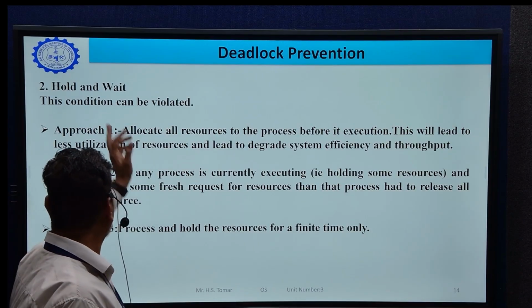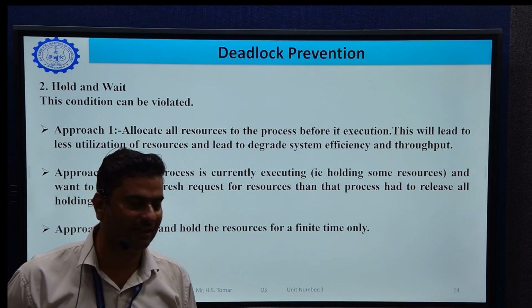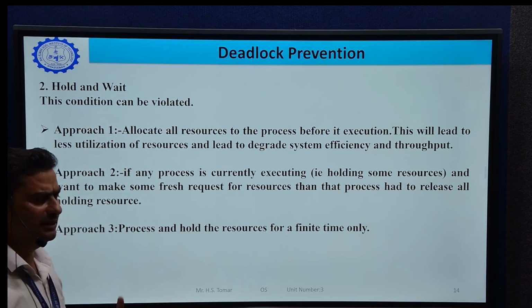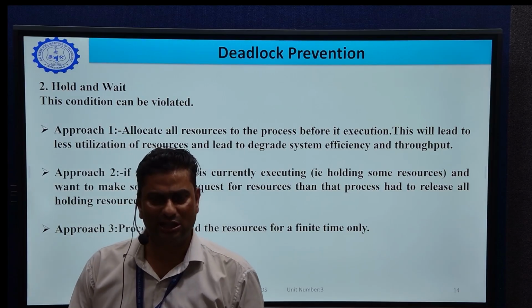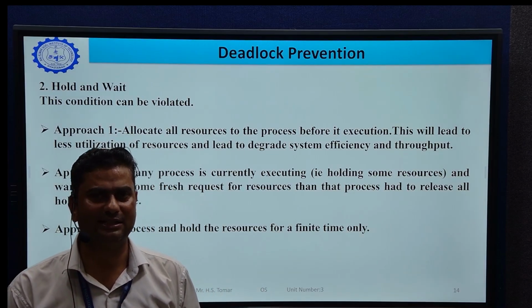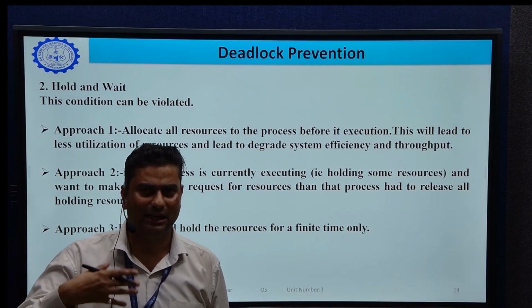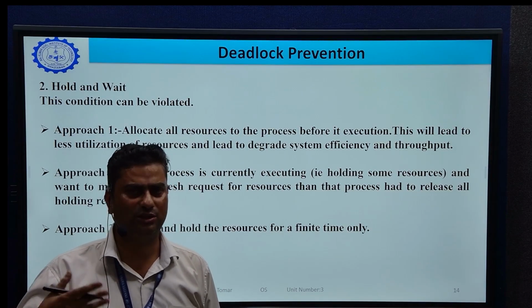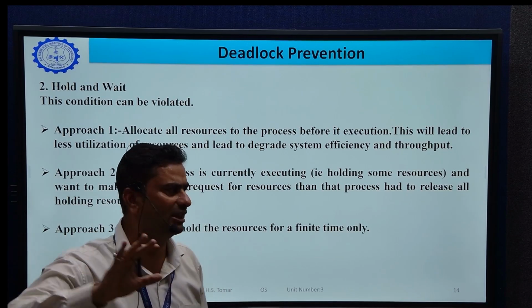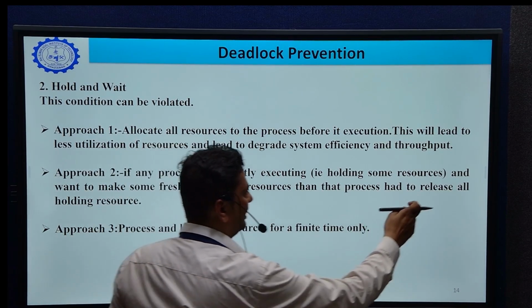Next, hold and wait. Hold and wait says that if any process is holding some resource and at the same time waiting for another resource which is already held by some other process. Let's suppose, take an example.